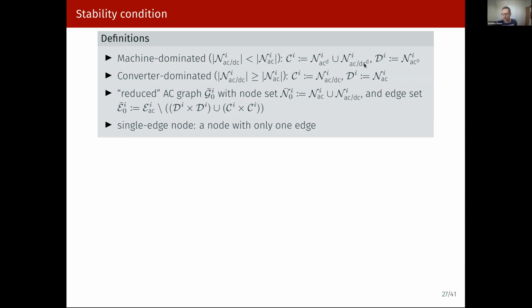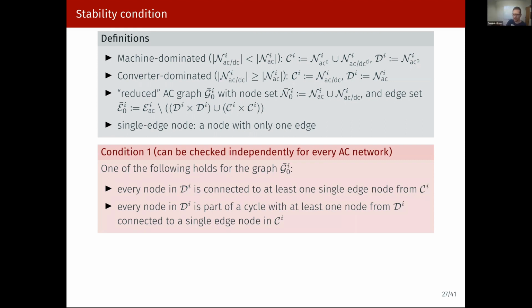In a converter-dominated system, you can just cut it up into converters and machines. And the crucial part is now you only care about connections between devices in these two groups. And you can check that for each AC network in isolation. And there is a somewhat technical definition here. But basically what this condition is saying is that if you have devices in these two groups, so loosely speaking, devices that contribute to stabilizing the system and devices that don't, you need enough connectivity between them. So this is what this is saying.